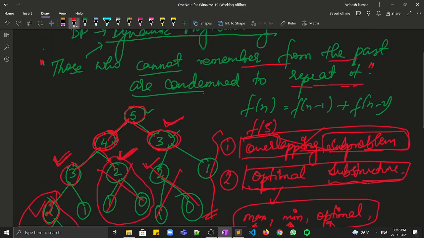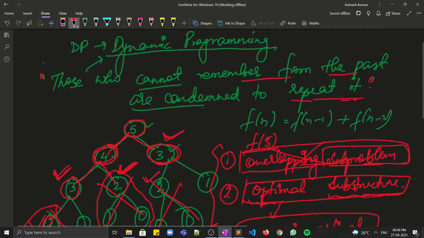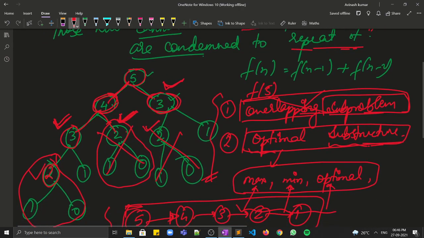So I hope what DP is, the properties of DP, and when to apply DP is clear.